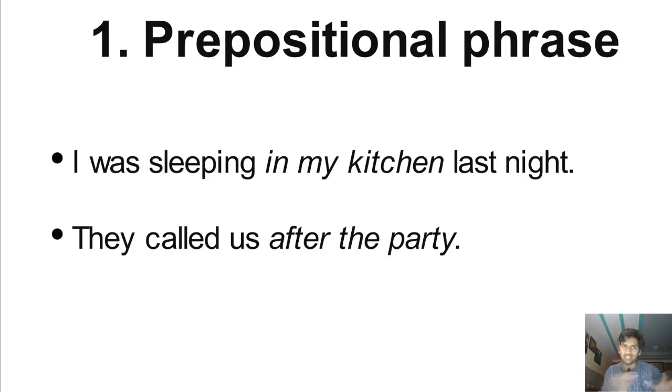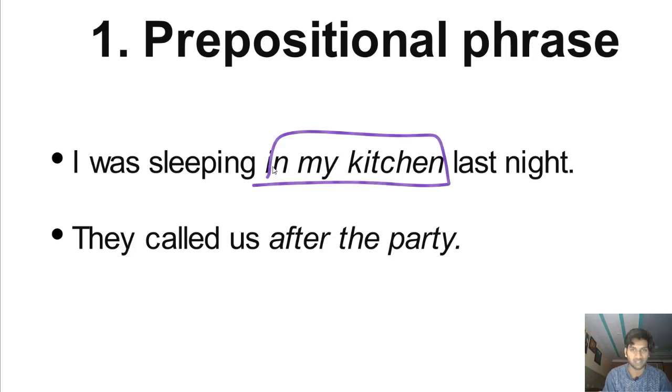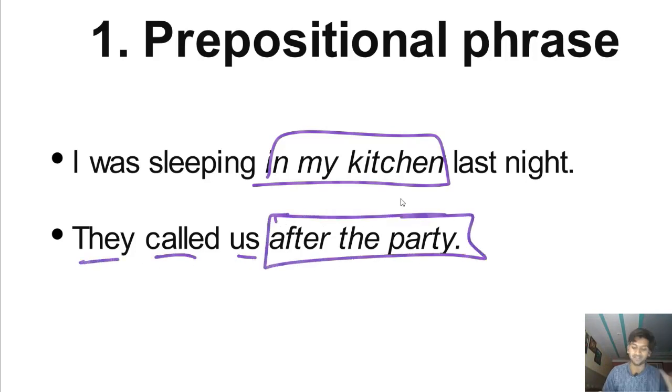Prepositional phrases. These are phrases starting with a preposition. I was sleeping in my kitchen last night. I was sleeping where? In my kitchen. Is it essential? No. They called us. They called us where? Sorry, when? After the party. They called us after the party. Prepositional phrase, working as an adverb, giving extra information. That's why we're calling it an adjunct. So a prepositional phrase can be an adjunct to the sentence.